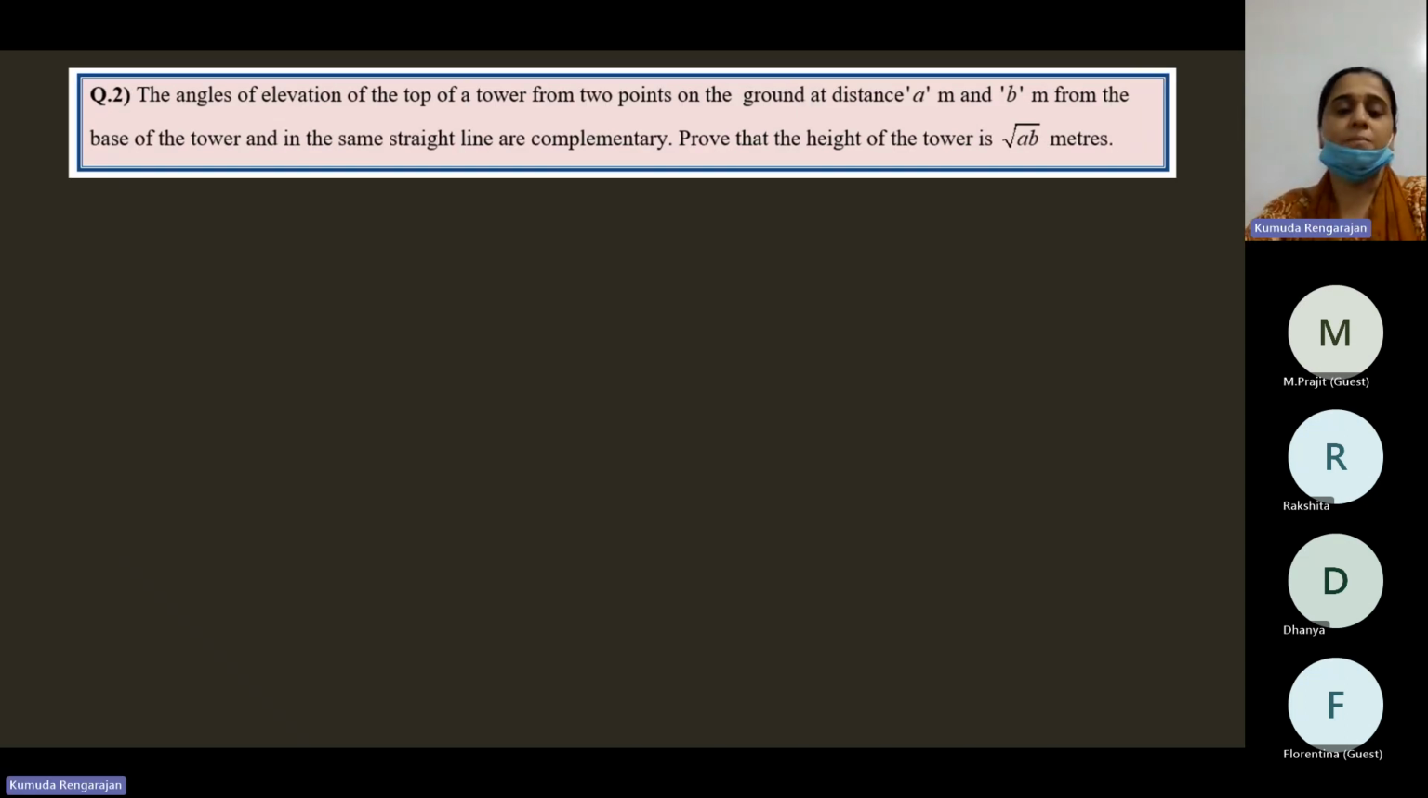Okay, next one. The angles of elevation of the top of a tower from 2 points on the ground at a distance A meters and B meters from the base of the tower and in the same straight line are complementary. Prove that the height of the tower is root of AB meters.